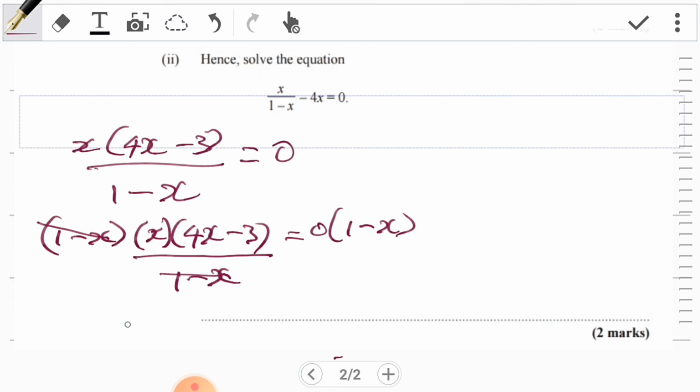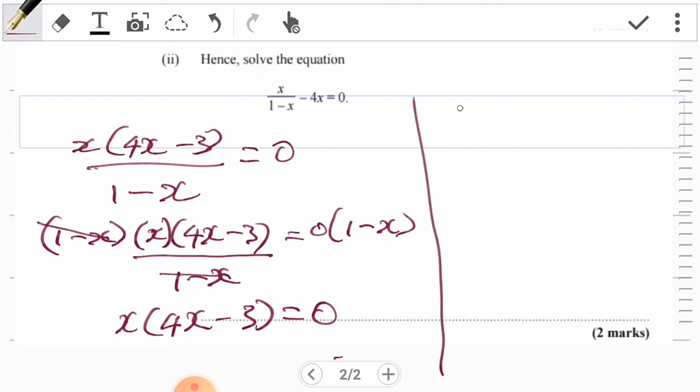So what we have here is x into 4x minus 3 is equal to 0, which is the point that I was making, that whenever a rational number or a fraction is equal to 0, it is actually the numerator that is really equal to 0. So you could see the relationship going on here. All right, let's just carry this to the end.